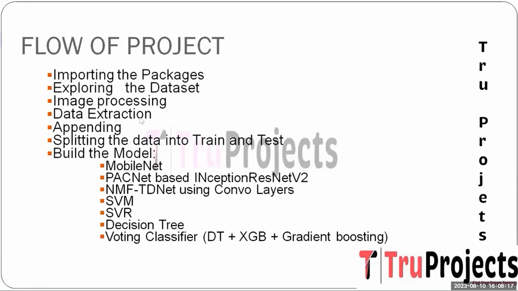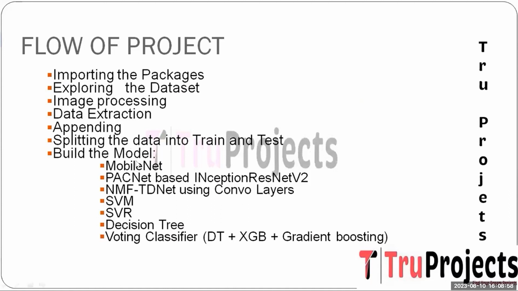And the next step is feature extraction. Relevant features are extracted from the pre-processed image using the NMF-TDNet technique. This step focuses on capturing the essential information that can aid in Alzheimer disease diagnosis. And the next one is appending. Extracted features are appended to the dataset, creating a new dataset with both original MR image and the extracted NMF-TDNet feature. And the next step is splitting the data into the train and the test. The dataset is divided into the training and the testing set. The training set is used to train the model and the testing set is reserved for evaluating the performance. And the next step is building the model.